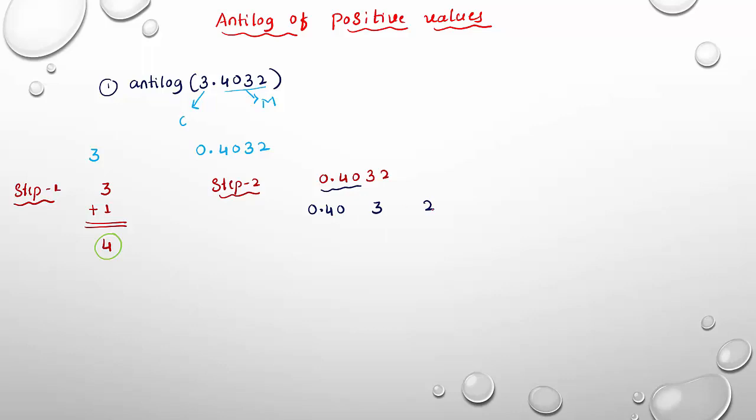0.40, 3 and 2. Now here I am going to consider 0.40 and 3. We have to observe this digit in the main column. The second number, 3, we have to observe in the difference column, and the last number we have to observe in the mean difference column. So first, using the log table, we can find the value of 0.40 at 3.